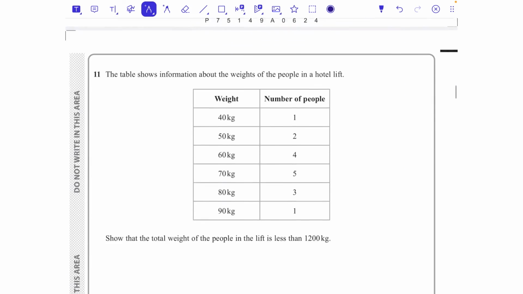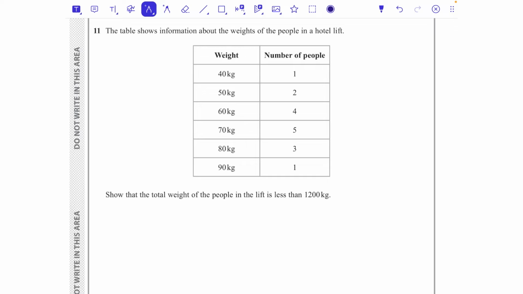Okay, question number 11. The table shows information about the weights of people in a hotel lift. Show that the total weight of the people in the lift is less than 1,200. So for the total weight, I need to work out how much each of these people weighed all added together. So I've got one person here that weighs 40 kilograms, and so that would give me 40 kilograms. Then I've got two people that each weigh 50. So we're going to times that. 2 lots of 50 is 100.